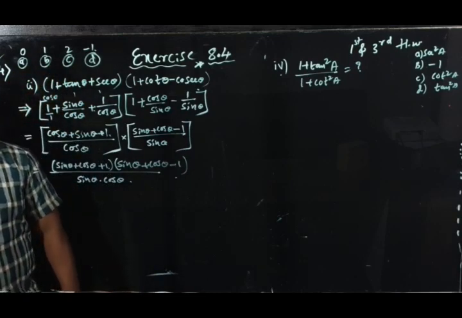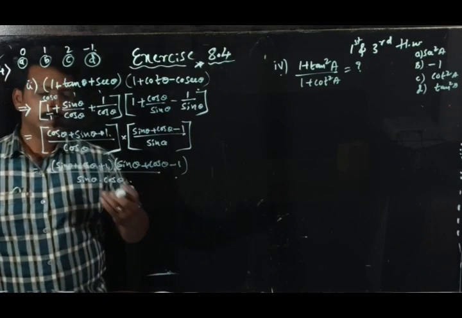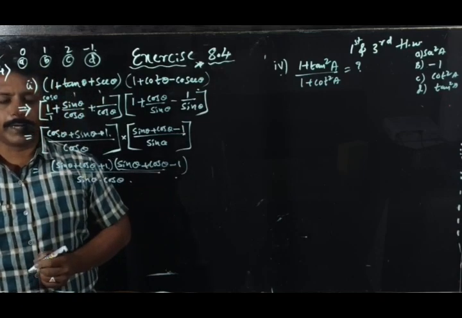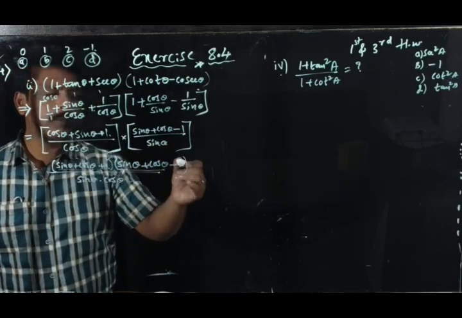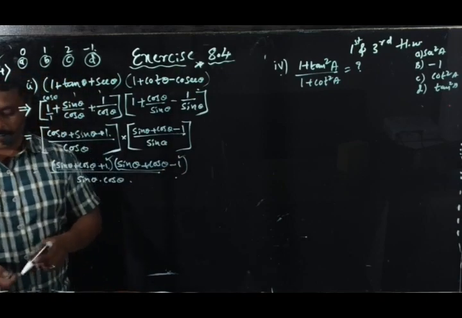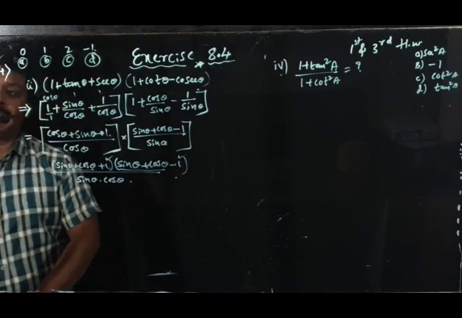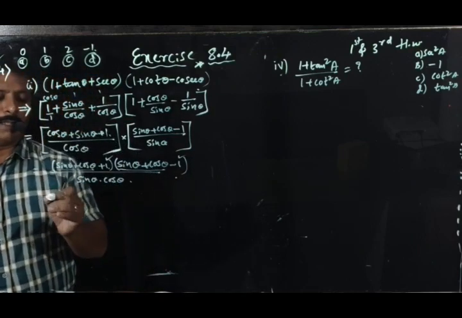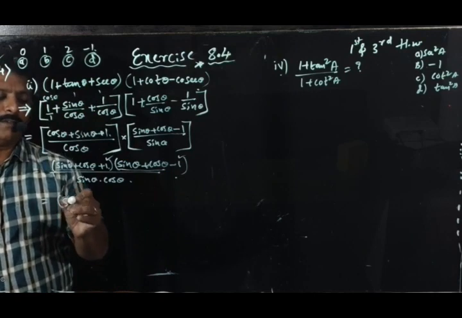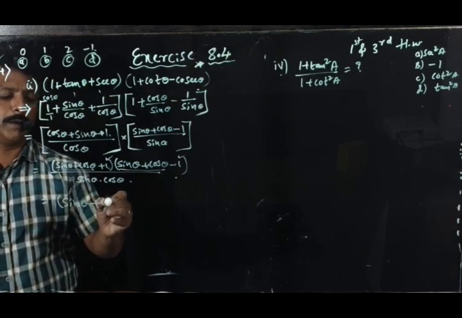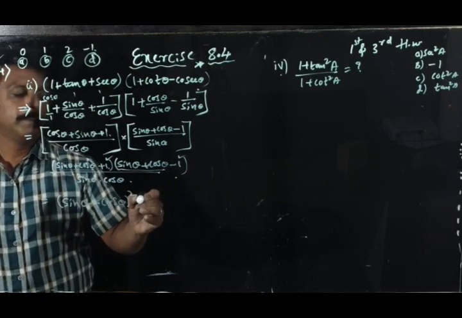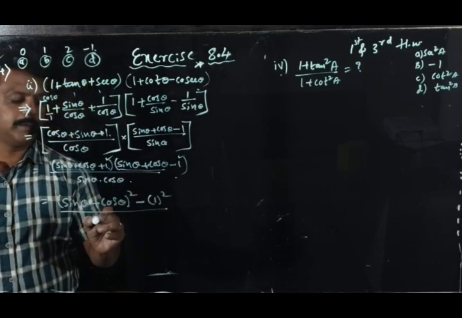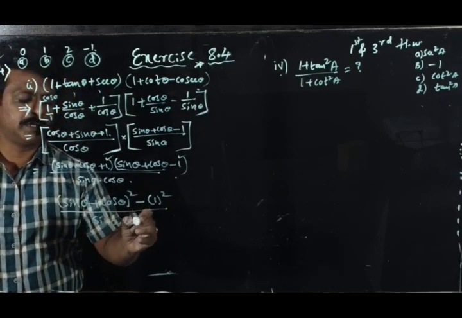Yes, sir. Now all of you observe here. Sine theta plus cos theta in both brackets is the same, and the second term is plus 1 in one and minus 1 in the other. Can you recall it is in the form of an algebraic identity? Which identity? A plus B into A minus B, which can be written as A square minus B square. So it is (sine theta plus cos theta) whole square minus 1 square, whole divided by sine theta into cos theta, which I am keeping as it is.